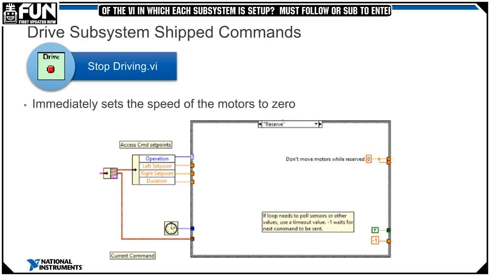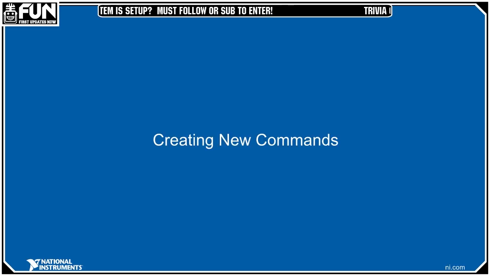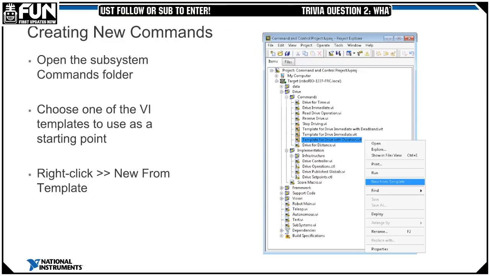So, looking at creating new commands. When you want to create a new command, you want to open the subsystem commands folder in the Project Explorer window and choose one of those VI templates to use as a starting point for your command, and then right-click and select New from Template. That's what we're showing here on the screen. It's how you get to that.